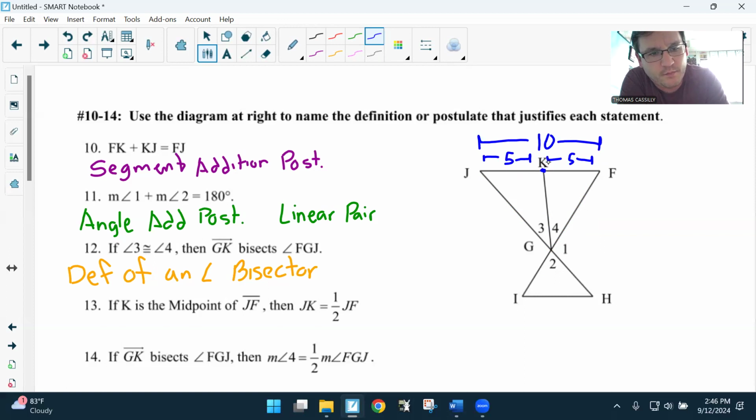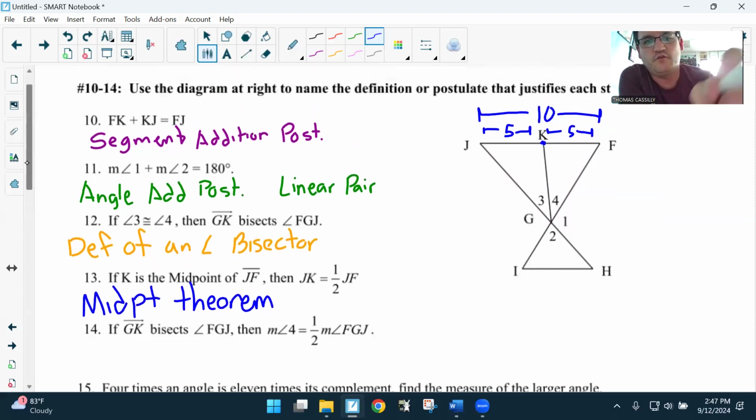This is the midpoint theorem. Midpoint theorem. This is not the definition of the midpoint. This is the midpoint theorem. All right. The midpoint is just, it makes two congruent segments. The midpoint theorem is one of those segments. It's just half of the whole thing.